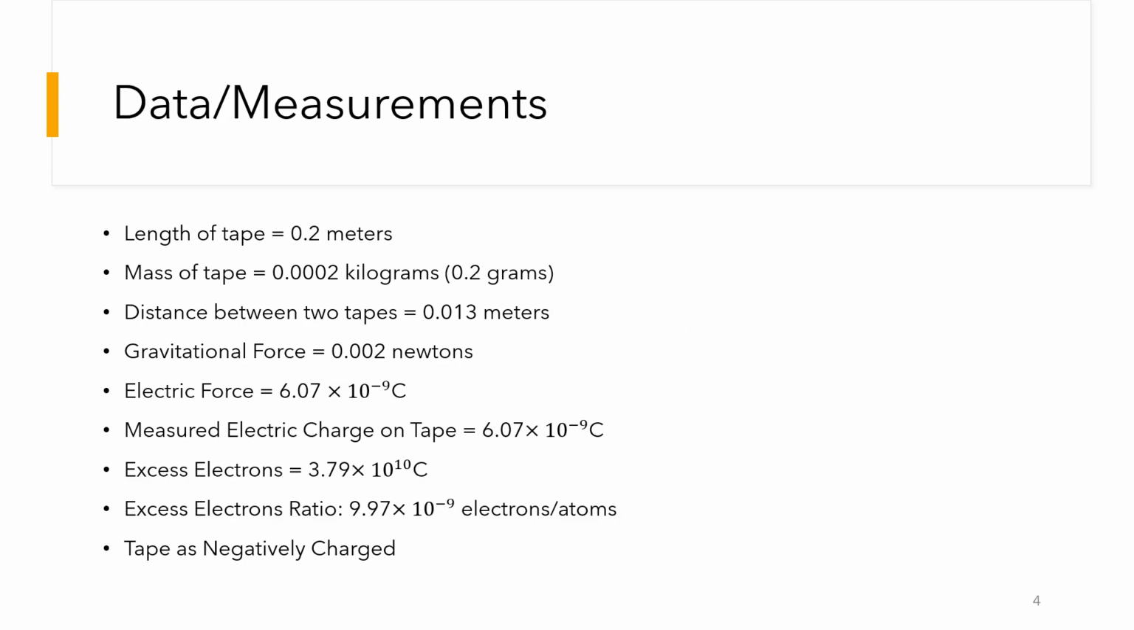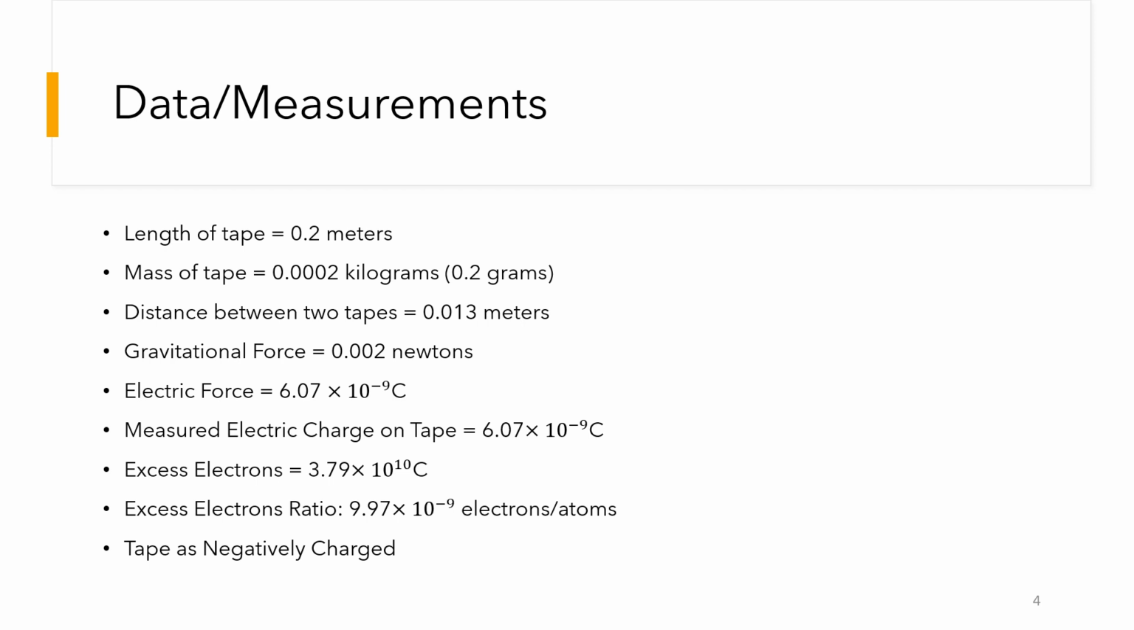Our data and measurements for this Lab 2. The length of the tape was 0.2 meters. The mass of the tape was 0.0002 kilograms, or 0.2 kilograms. The distance between the two tapes that was measured was 0.013 meters. The gravitational force is 0.002 newtons.